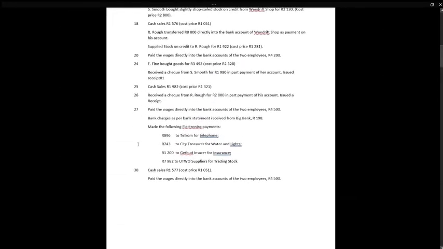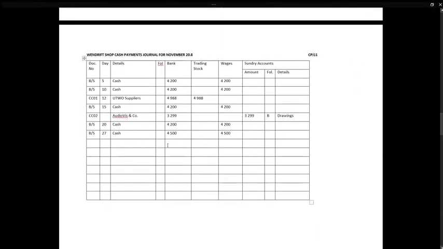Right, so next transaction also took place on the 27th. Bank charges as per bank statement received from Big Bank, 198 Rand. So we paid money. My source document will be bank statement. Took place on the 27th, so I'm not going to write the date again. We are paying money to Big Bank, and they are deducting 198 Rand from my bank account for my bank charges. Bank charges is an expense account, and expenses will reflect in my nominal account section.